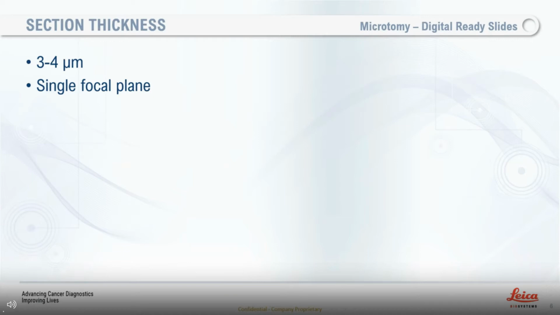some considerations where you may need to vary your practice when you start looking at introducing digital pathology is the section thickness. And quite often this can be a little bit thinner than the sections that are typically used. So it's typically somewhere in the region of 3 to 4 microns tends to be ideal for digital pathology, enabling you to scan in a single focal plane.